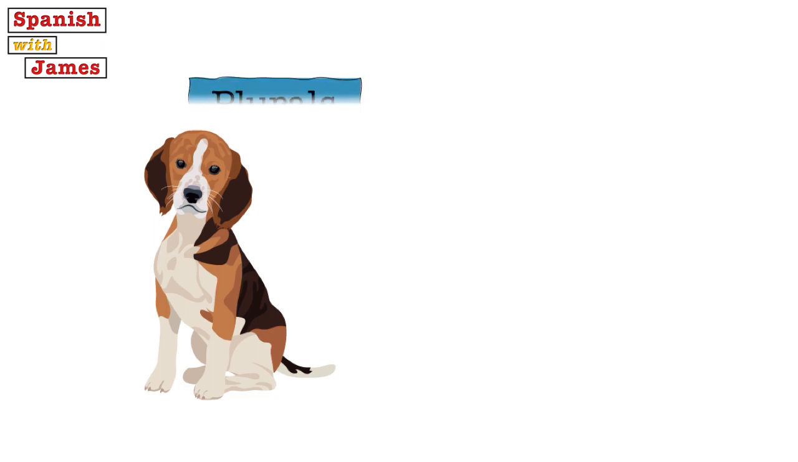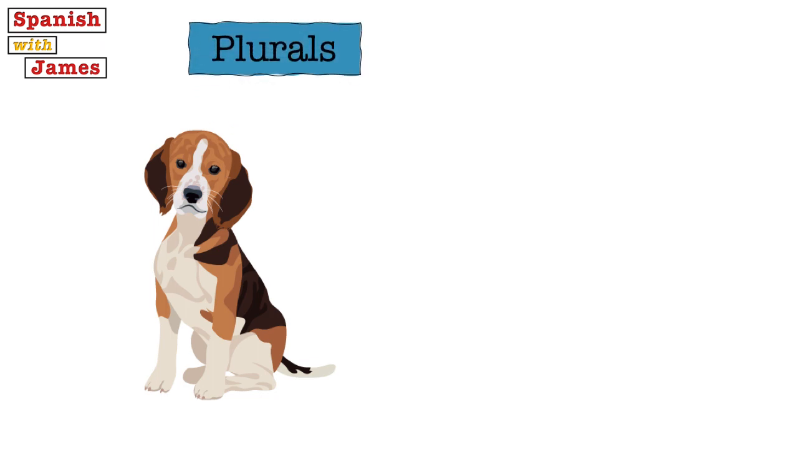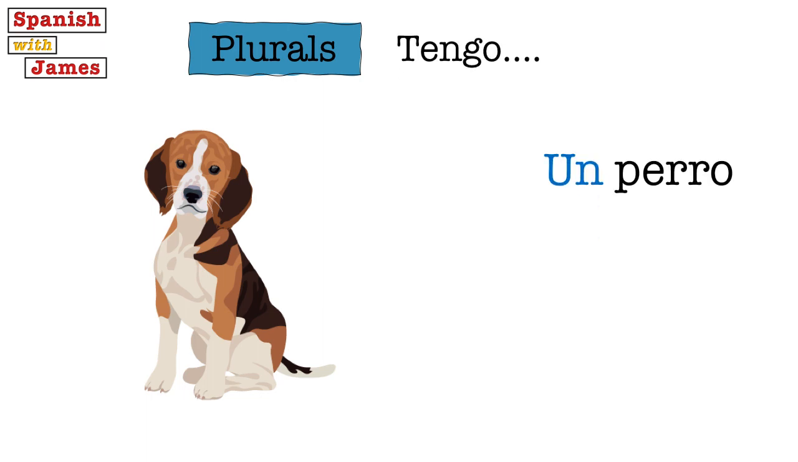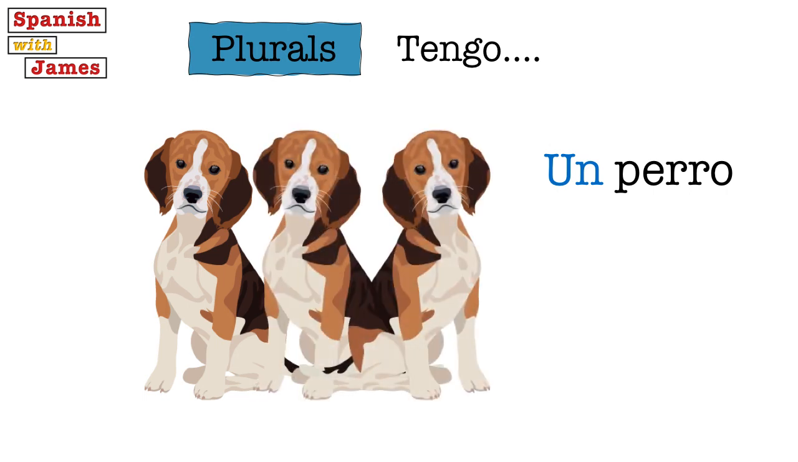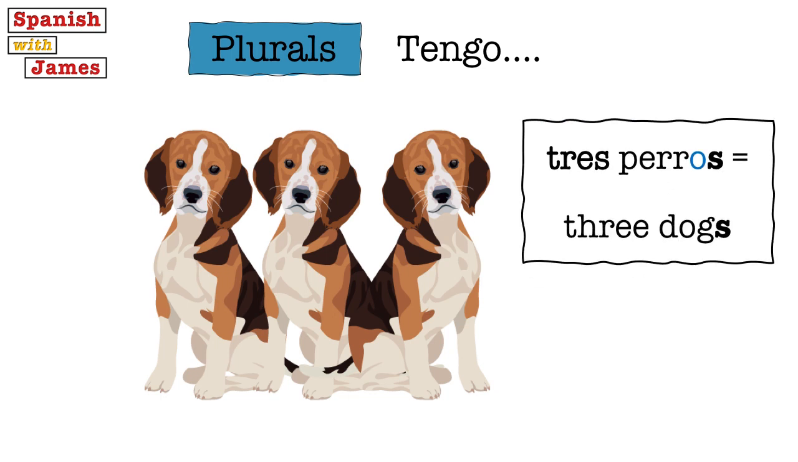Now, it might be the case that you have more than one pet, in which case we need to learn how to make these singular words, these singular nouns, into plurals. So we know we can now say, sí, tengo un perro. Yep, I have a dog. But it might be that we've got 3 dogs. If that's the case, we'd say, tengo 3 perros.